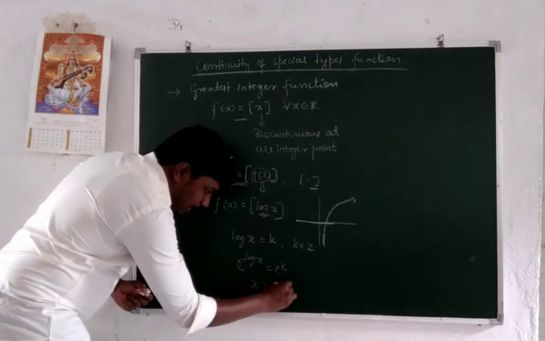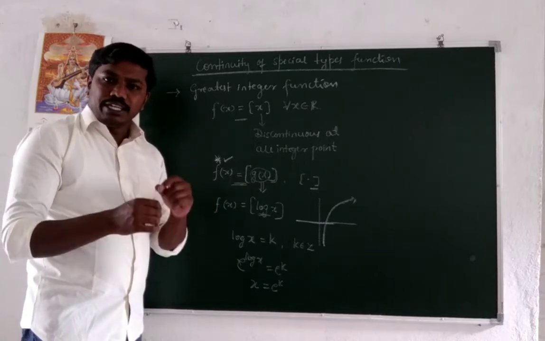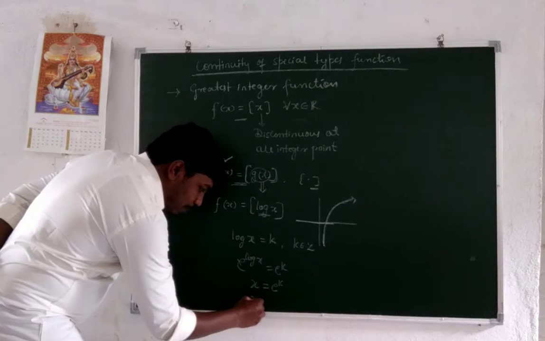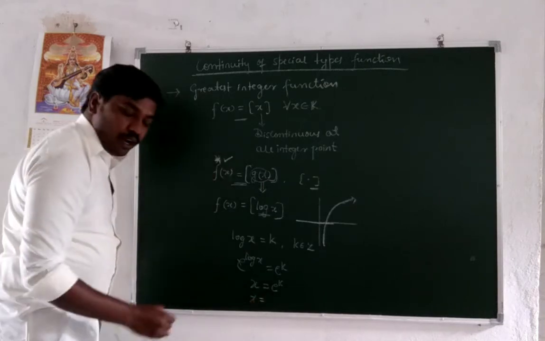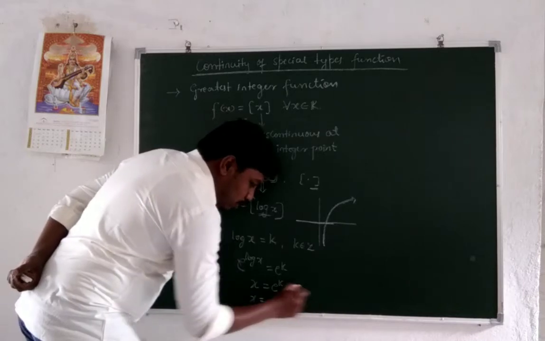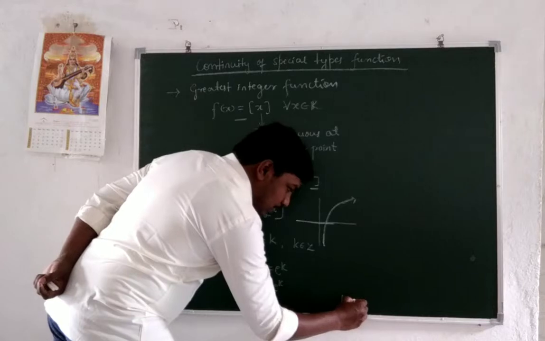So what is k? k is an integer. What are the integers? 0, 1, 2, 3. So what are the possible values of x? Suppose k becomes 0, so e power 0 is 1, right? Suppose k is 1, so e power 1.